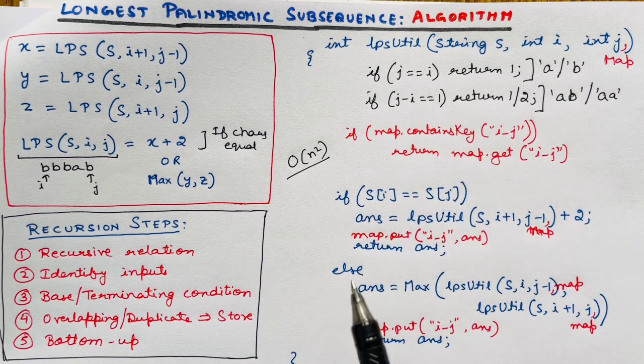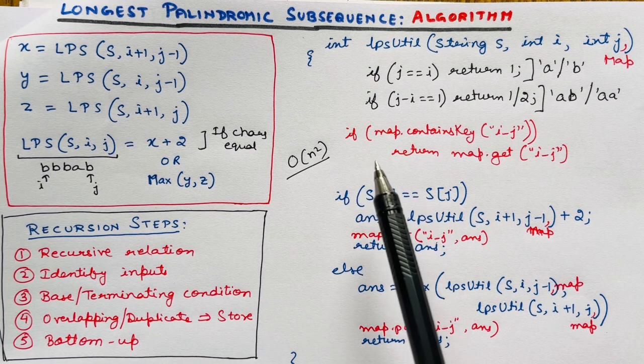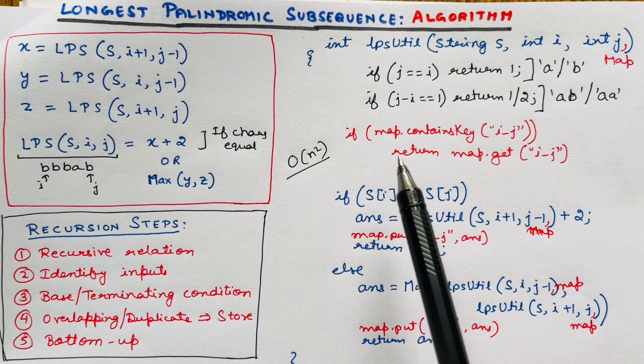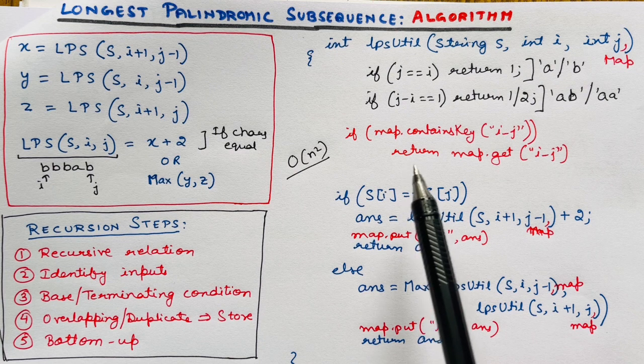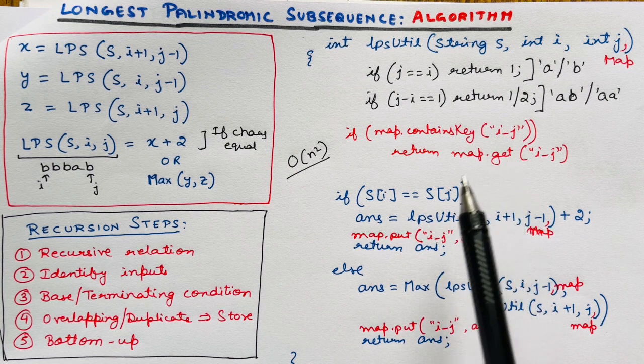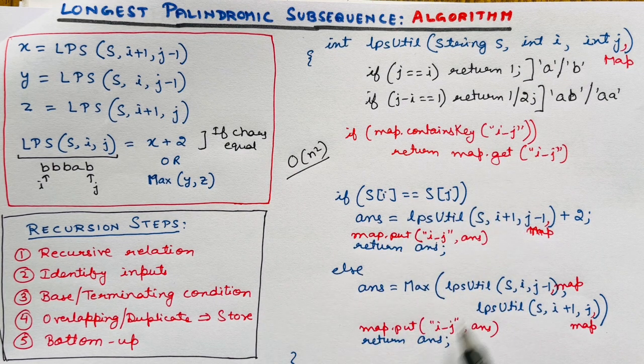We also solved the problem of overlapping or duplicate subproblems by using a map. We used the map to store the answers for our inputs. For example, we stored that for this pair of i, j, this is our answer. So this was our overall top-down dynamic programming algorithm.